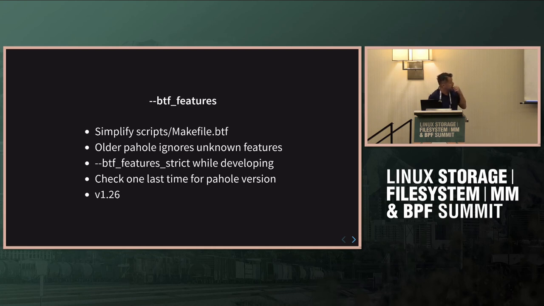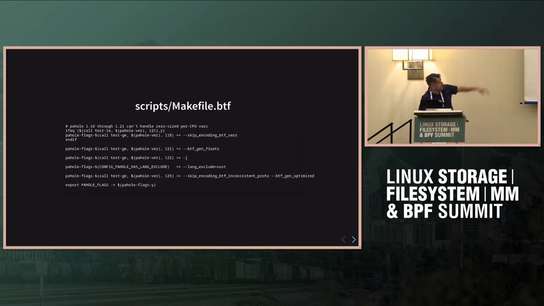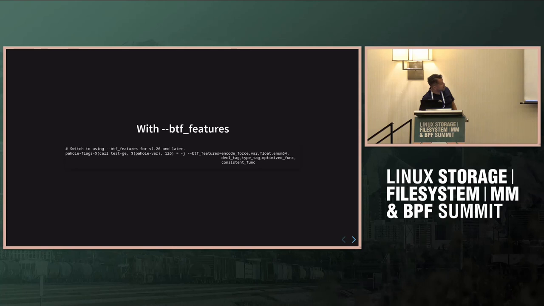If you have BTF features strict, it makes sure that the options that you are using are the ones that are supported in the version of pahole that you are using. So while developing, you use this, and then you can remove that strict. That's how the kernel is now. You have all these tests for versions, and now we're going to have it like this: dash J for parallel build and BTF features, and then all the BTF features that you want.